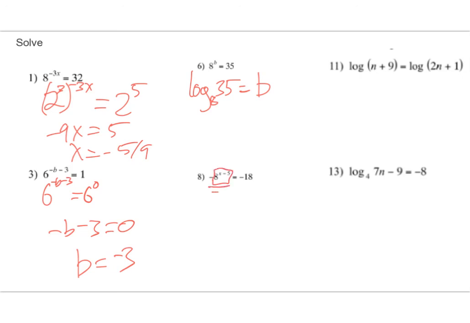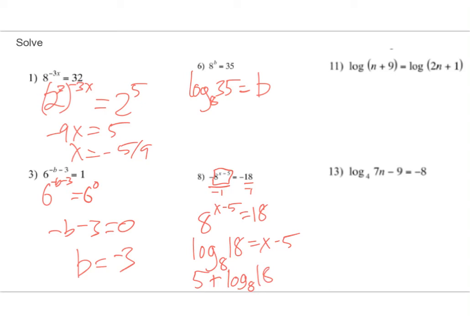For the next one, I've got to get the exponential part by itself first. Let's divide both of these by negative 1. And we get 8 to the x minus 5 is equal to positive 18. I'm going to take log base 8 of 18. That's equal to x minus 5. I'm going to add 5 to both sides. I like writing the 5 out front so I don't accidentally move it into the log. And we get 5 plus log base 8 of 18.